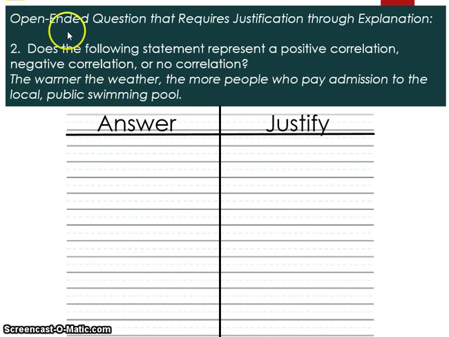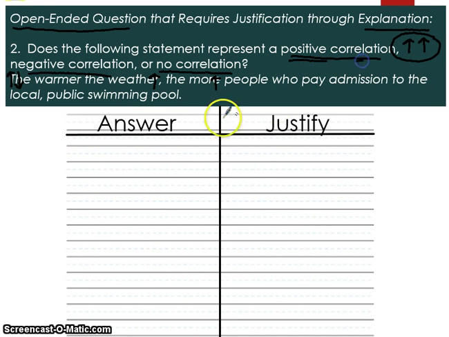Now, let's look at another open-ended question, but this one does not lend itself to work, but more to an explanation in order to justify. So, does the following statement represent a positive correlation, a negative correlation, or no correlation? Positive correlation means as one goes up, so does the other. Negative correlation means as one goes up, one goes down. And no correlation means those two things are not related at all. Okay? So here's the statement. The warmer the weather, so that's going up, the more people who pay admission to the local public swimming pool.